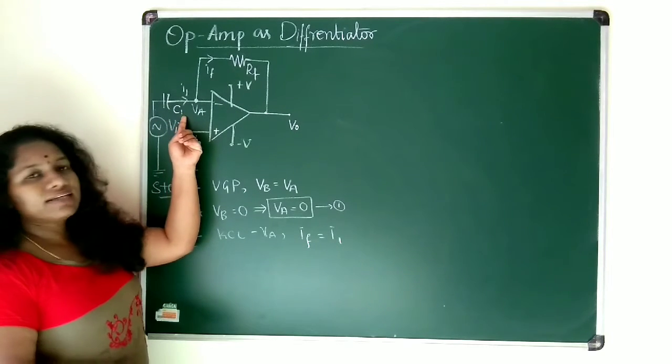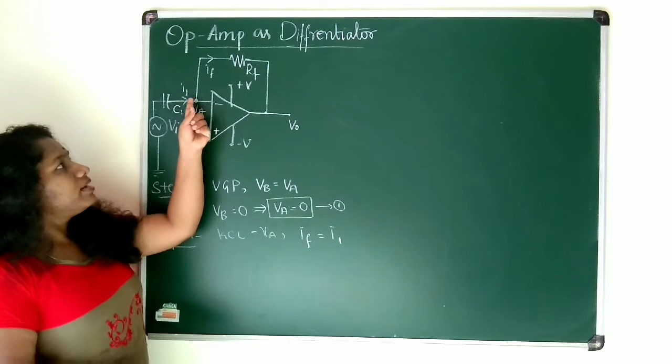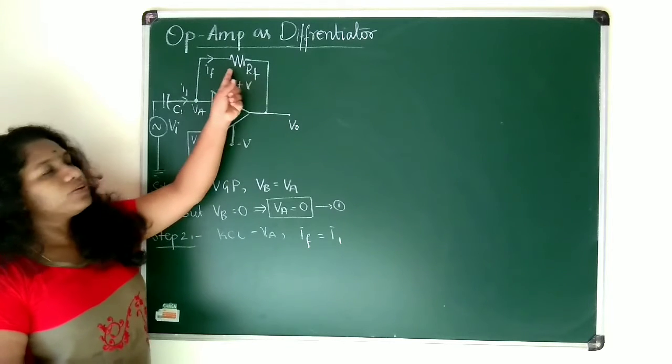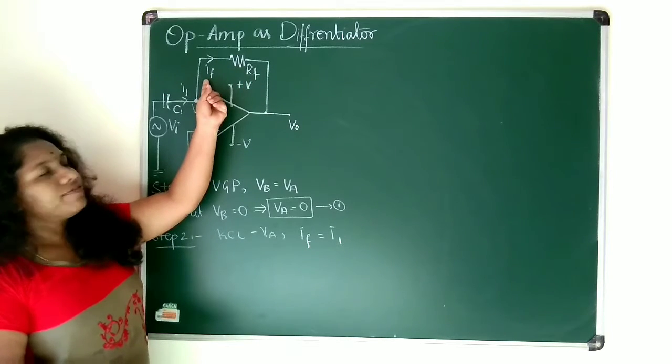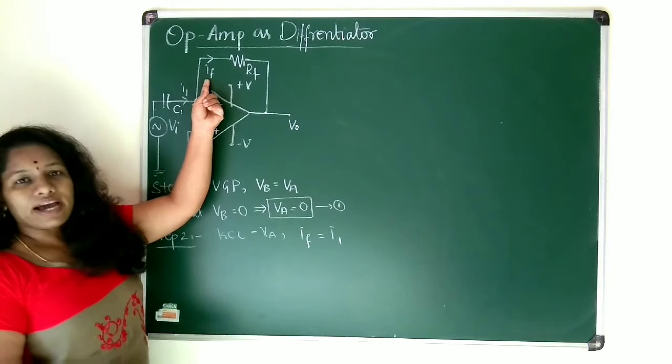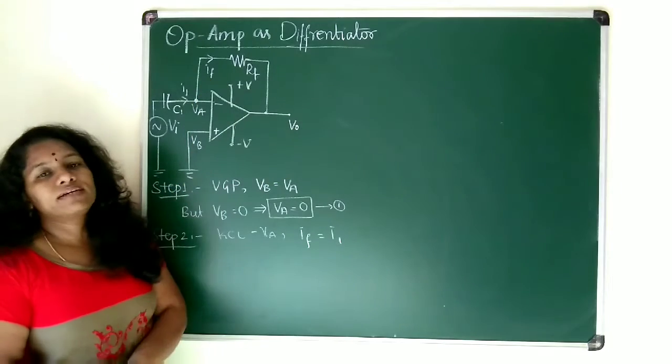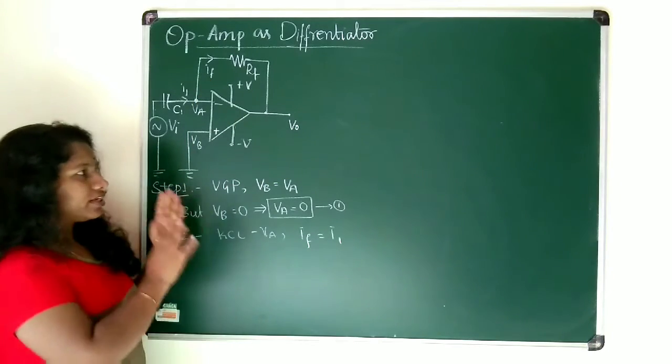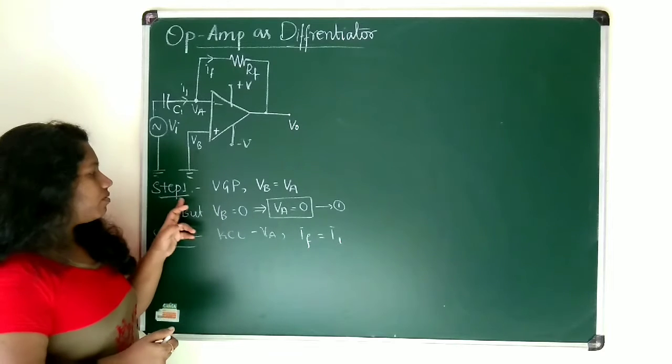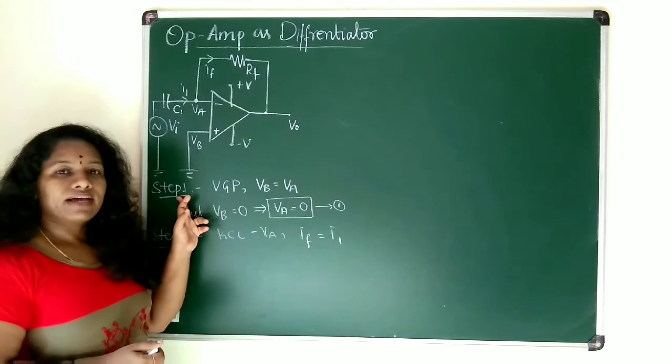The current flowing through that is represented as I1, and we have a feedback connection through a resistor called RF. The current flowing through that will be represented as IF. Okay, the output is taken at the V0 terminal. So now the circuit connection is over. Now we need to proceed with the analysis.